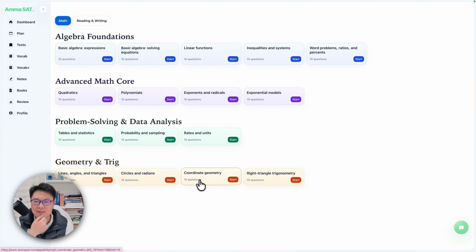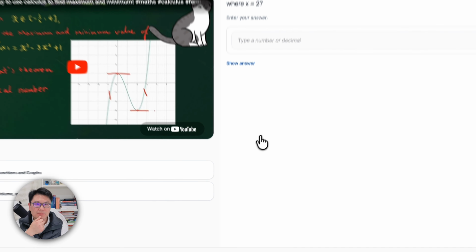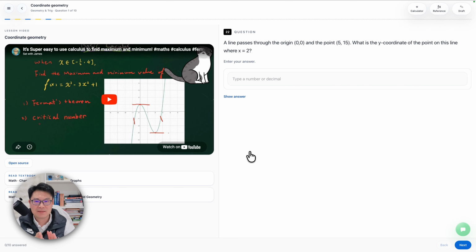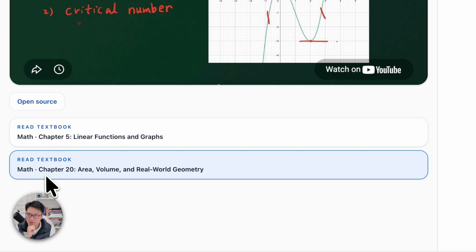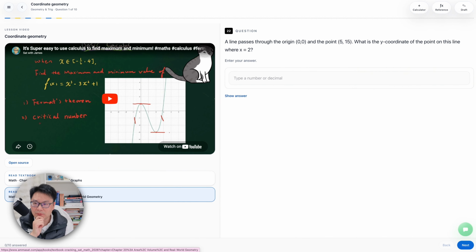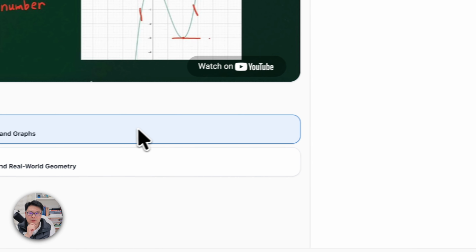So coordinate and geometry, that's what we're gonna tap on. Let's just get to the problem. The SAT likes to test linear functions, so that's something you want to focus on. We did have a drill dedicated to linear functions and graphs before, so just check that drill out. We also have area, volume, real-world problems. We're gonna look at that chapter a little bit later.